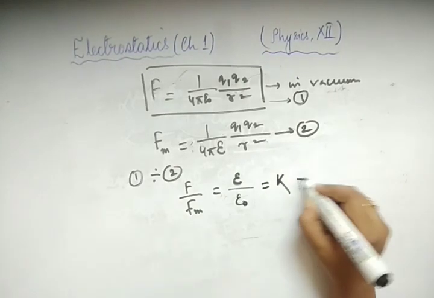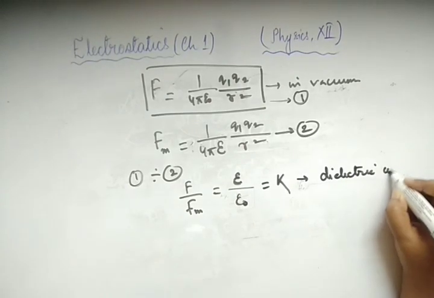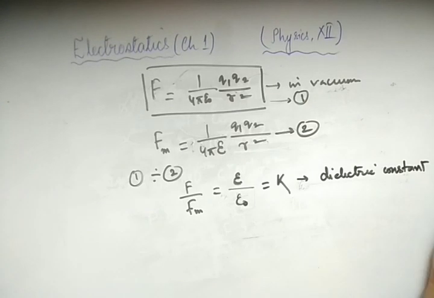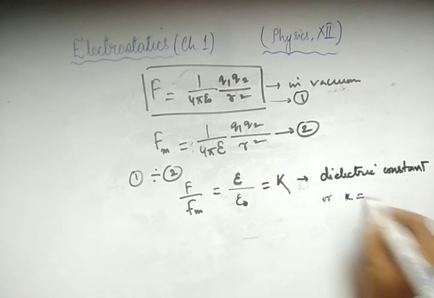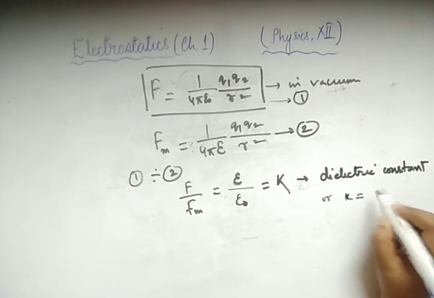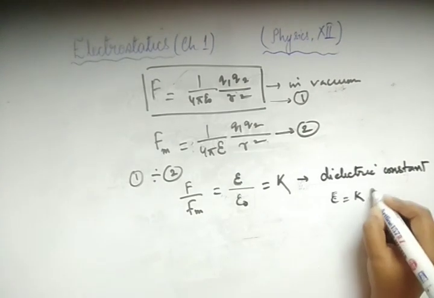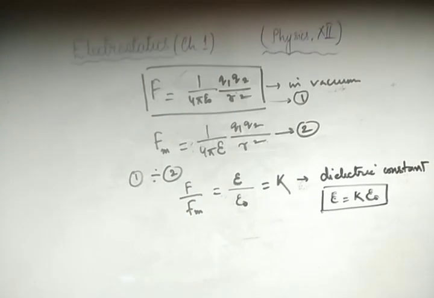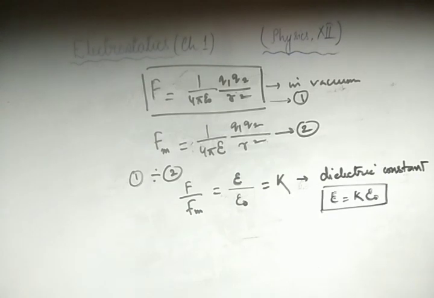Where K is dielectric constant or relative permittivity. Or we can write epsilon equals to K into epsilon naught. You have to remember this formula, very important for numericals, for short answer questions, very important.